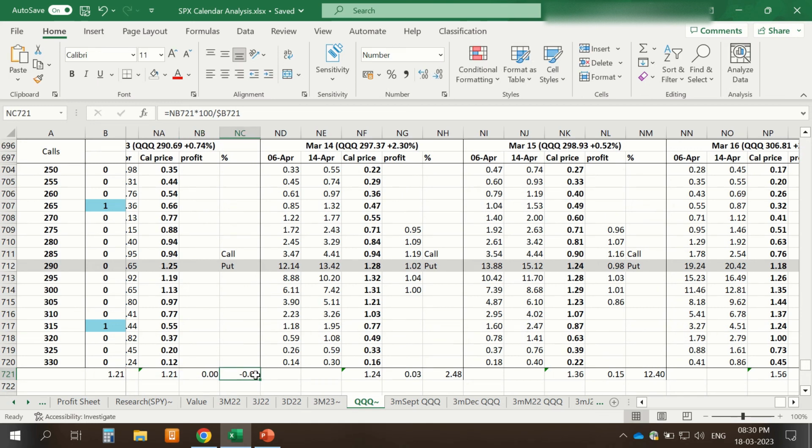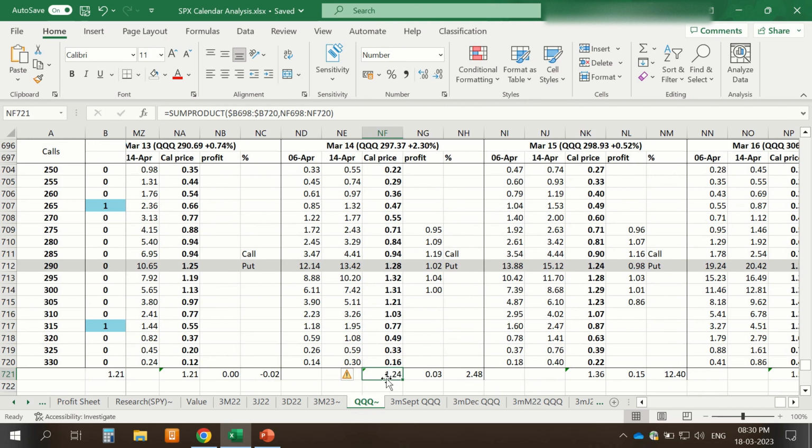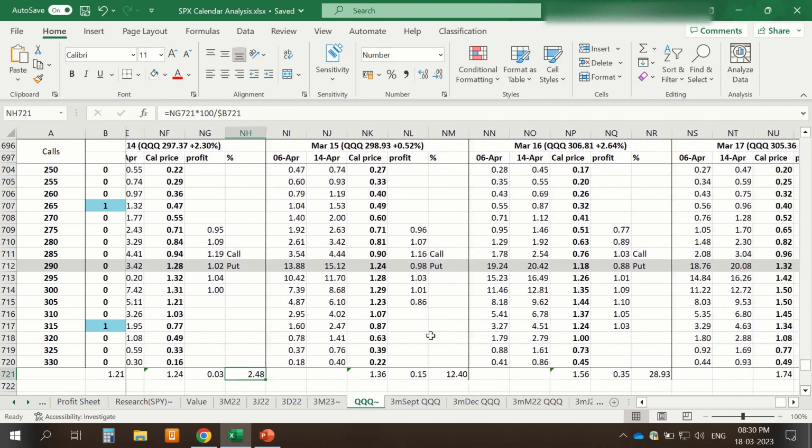This is interesting, I don't know why this is not 0. 1.21 minus 1.21 is 0. Anyway, on March 14th you can see the premium went up to 1.24. Here it will show you the difference. So 1.24 minus 1.21, 3 cents is your profit, and percentage-wise it will calculate a 2.48 percent profit.